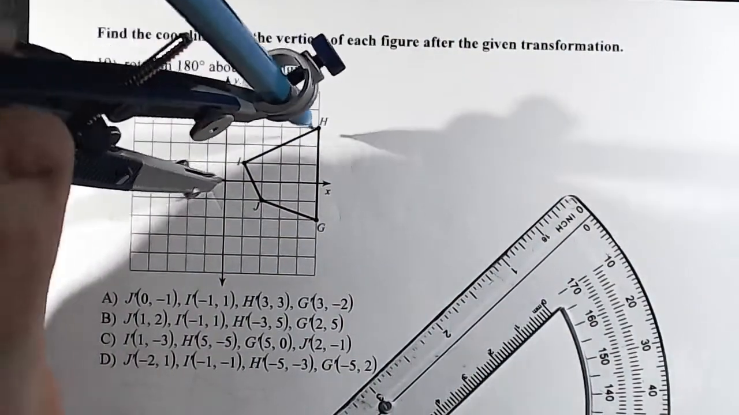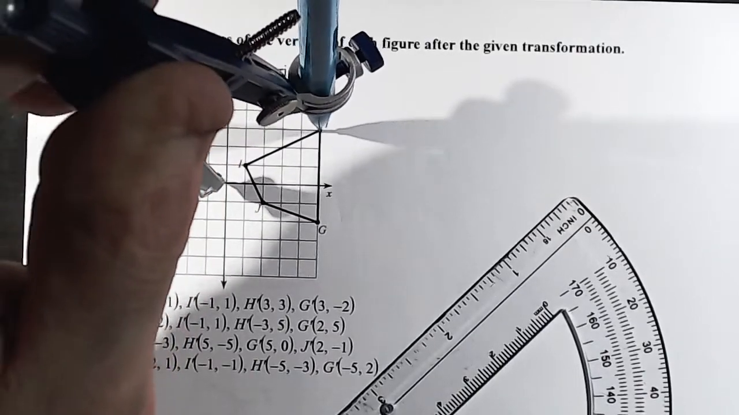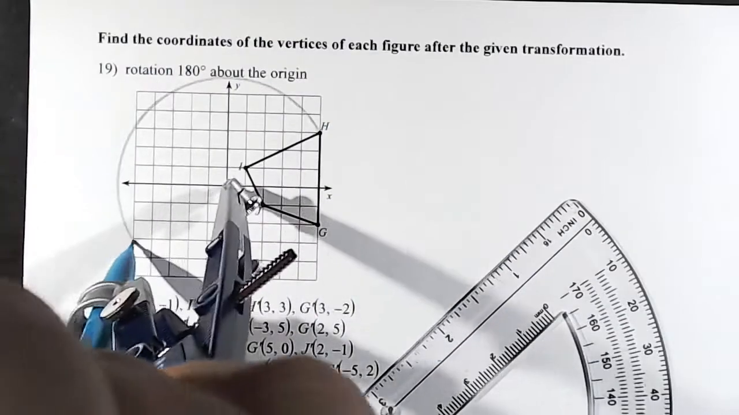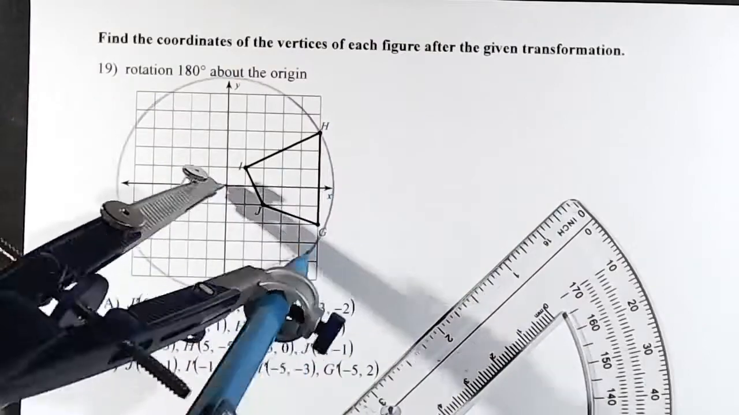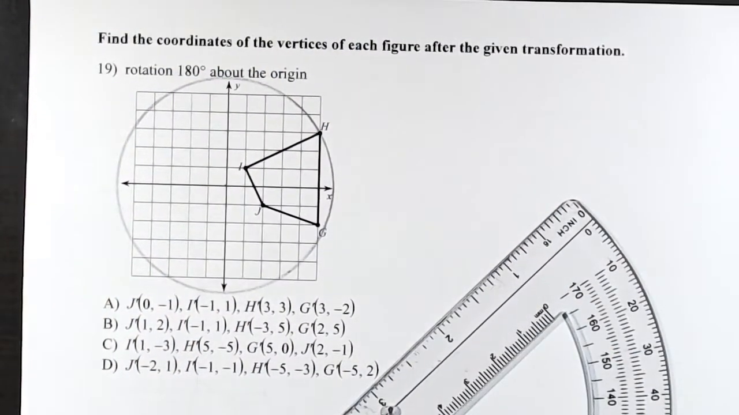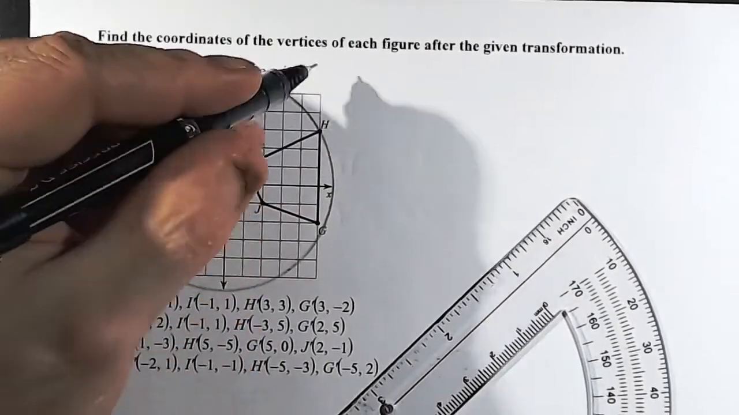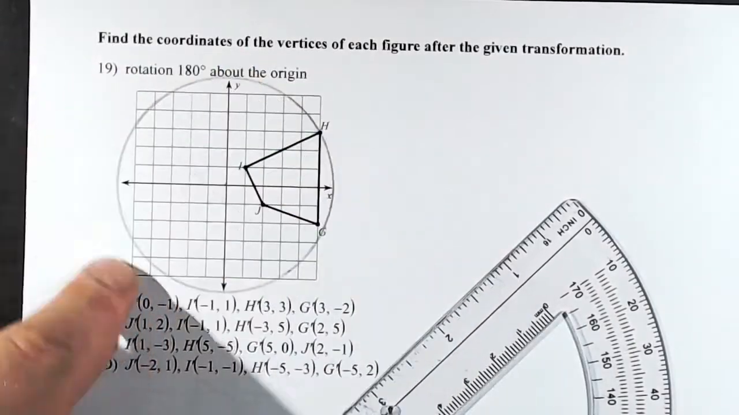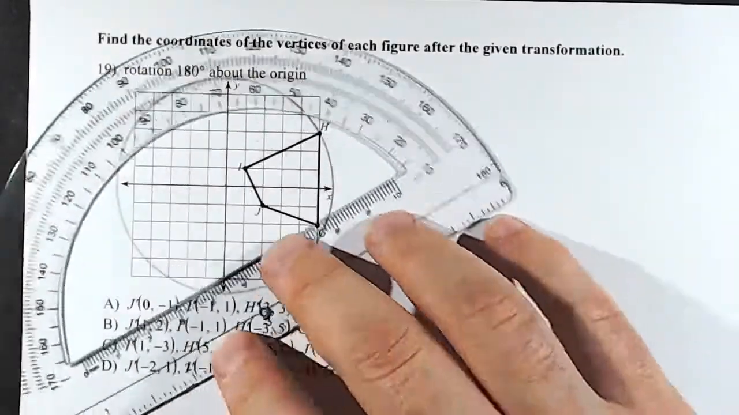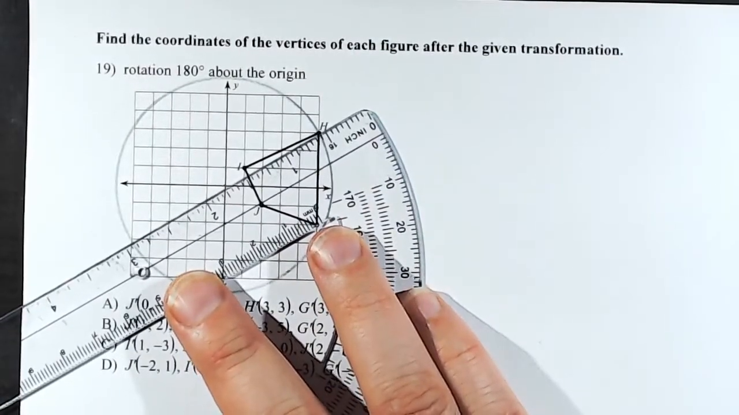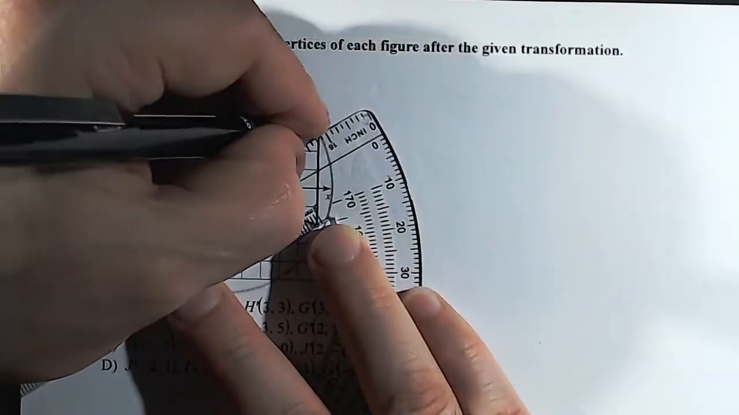Put the center of your compass here, and again, you don't need a compass because you're only rotating in increments of 90 degrees. Okay, so here's the full rotation spectrum for point H. Now what's happening? We're rotating 180 degrees. So what we're going to end up with at point H is point H is going to go 180 degrees about the origin. So let's see where it's going to end up.